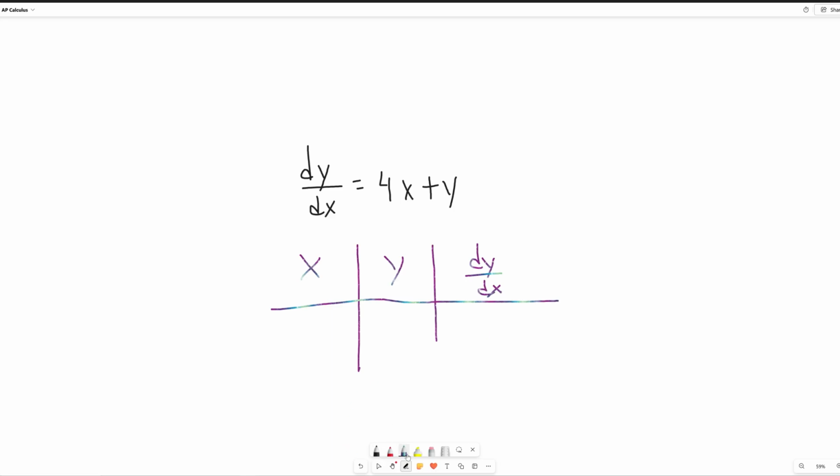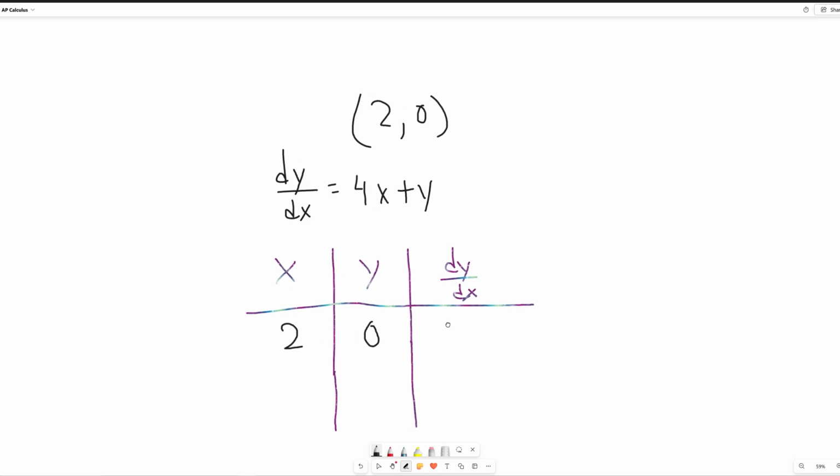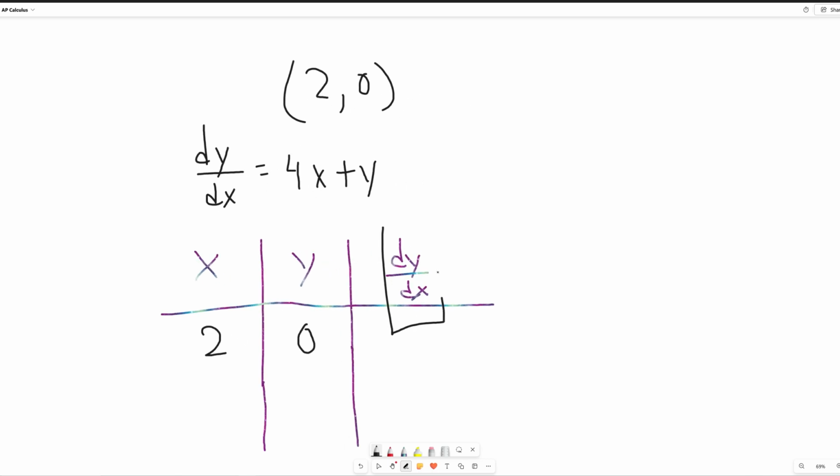So, in this table, we will mark out our conditions. So we have 2, 0 as a point. So x equals 2, y equals 0. And now dy over dx is this. So we plug in 2, 0. 2 goes into here, 4 times 2 is 8, 0 into here, 0. So dy over dx is 8.